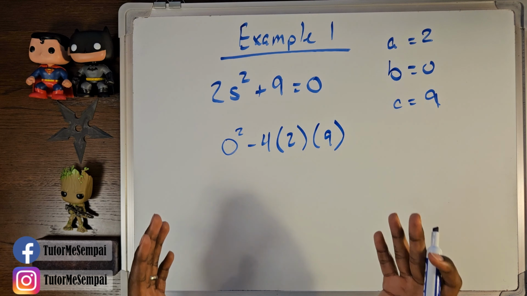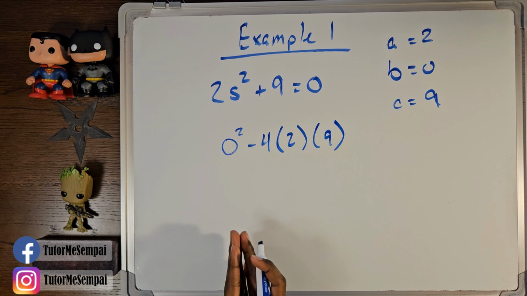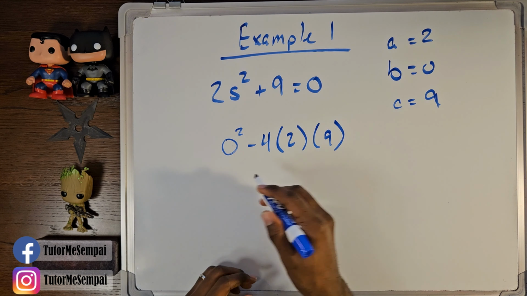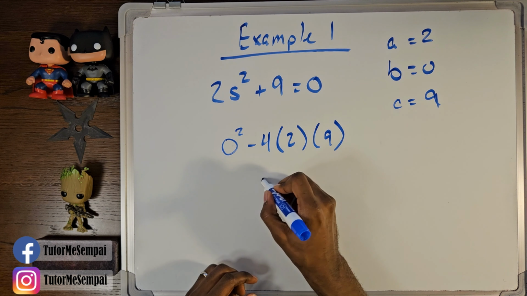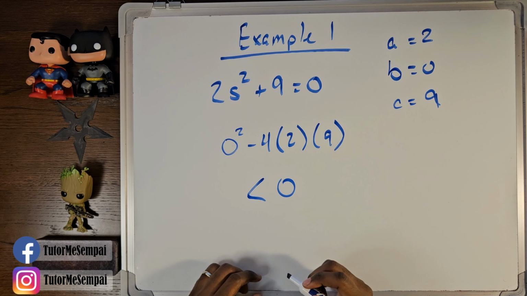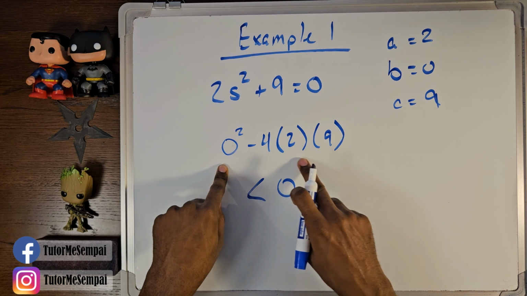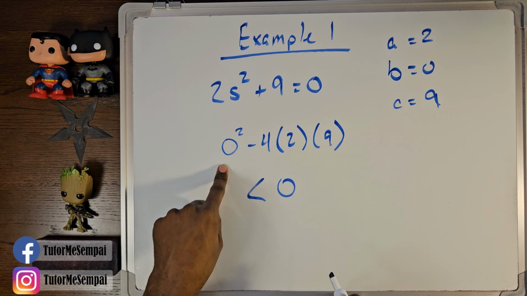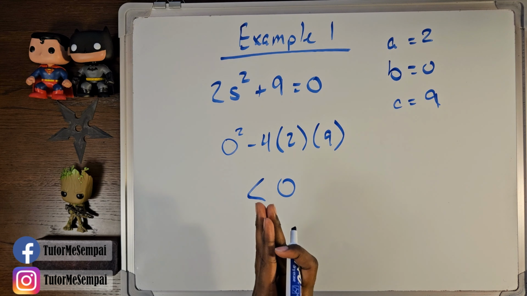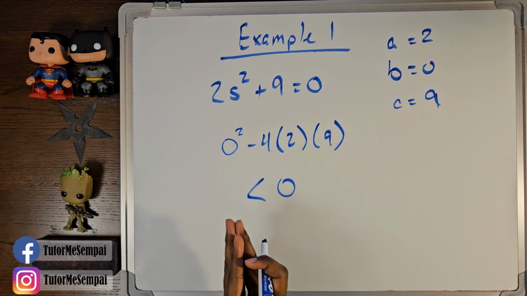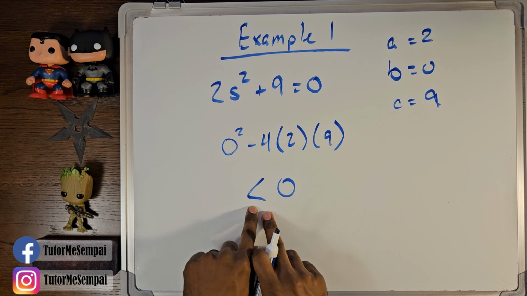And we automatically see what we're going to have here. This is going to be all the way negative. We don't even have to do this math. We know this is going to be less than 0. You have 0 minus 4 times positive numbers. This is going to be negative. And once again, we're not trying to find the roots. We're just trying to find the nature of our roots. So this is all we need.